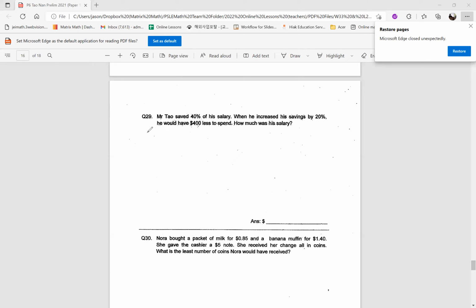Okay, let me show you my method first. Then I will try to use your method to solve. So Mr. Tao saved 40% of his salary. Let the salary be 100 units or 100%. I call it 100 units, easier. So you have spending, and then you have savings, right? SA savings, SP spending. So saved 40%. Spending is 60%, the opposite.